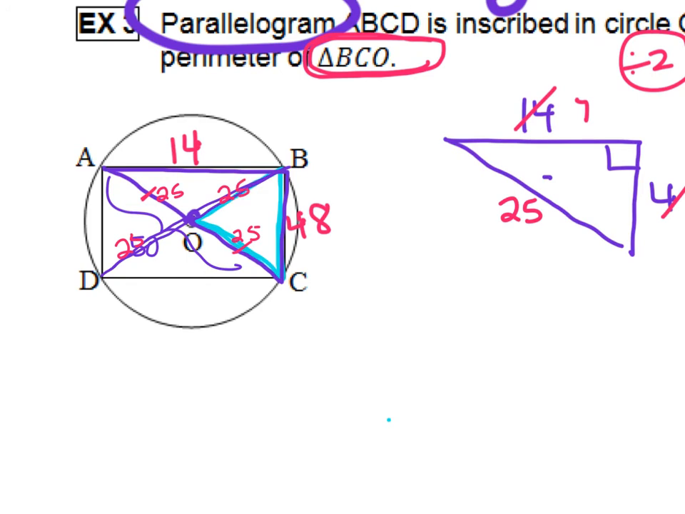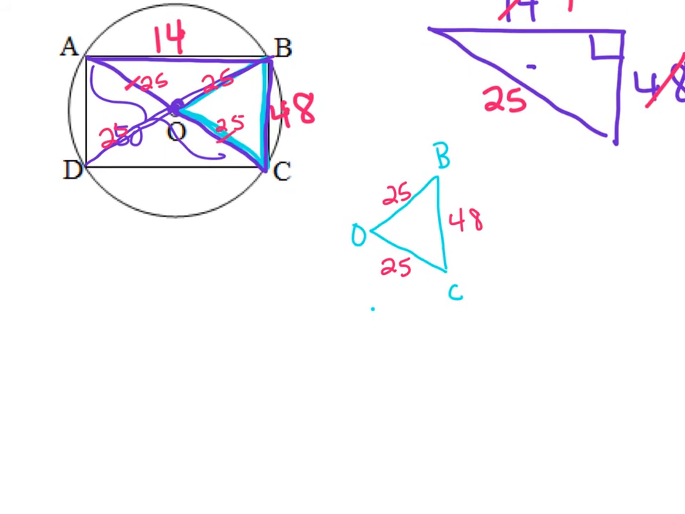So at this point you can see we do have all the information we need for finding the perimeter of our BCO triangle. I'll redraw it over here. Here's BCO, and we knew that BC was 48, and then we got these each to be 25, and the question just asked for the perimeter. So all we're going to do is say perimeter equals 25 plus 25 plus 48. And in the end, our final answer is 98.